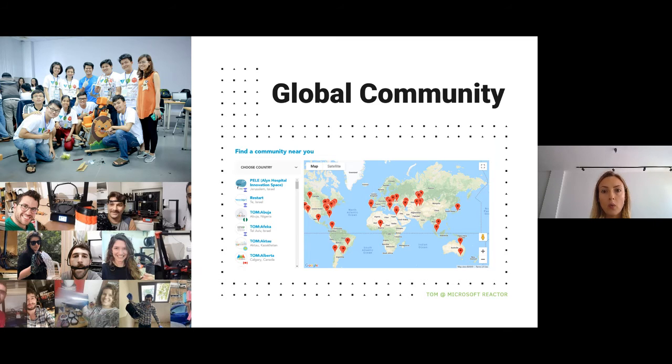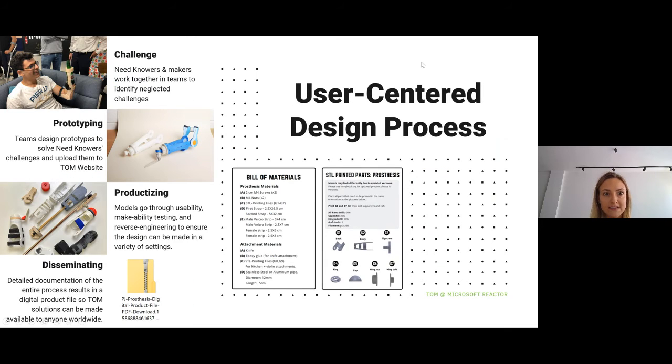So what these communities do is they use our user-centered design process. It starts off, we'll start at the left at the top. The first aspect is identifying a challenge, right? This allows the need knowers and the makers to work together. So we see Noam here, right? He's using a really rough prototype, one of our initial prototypes of the prosthesis.